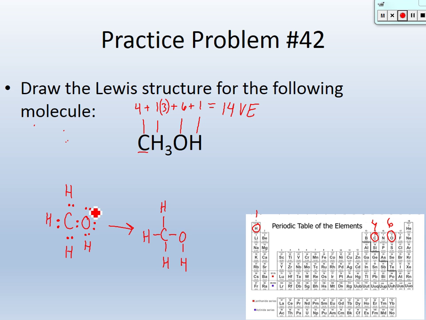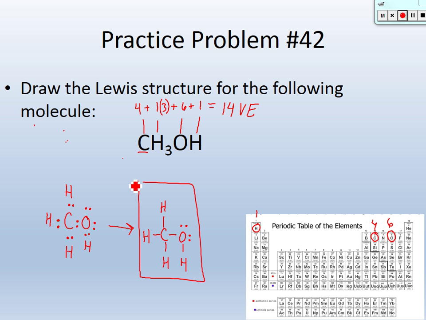I've got 2 lone pairs. I can't forget to draw them in. They stay as dots. Remember, they're not being shared between another atom here. So they're called lone pairs, and they just remain as dots. So that's what I think the Lewis structure is for this molecule.